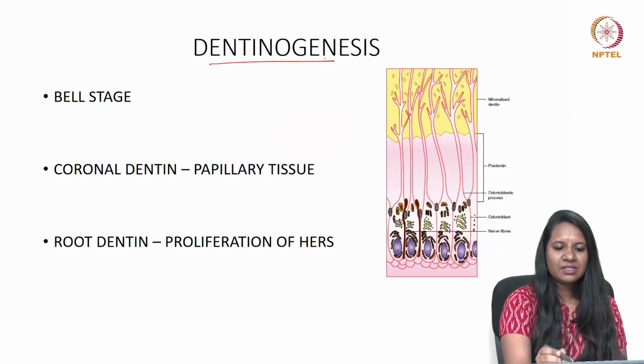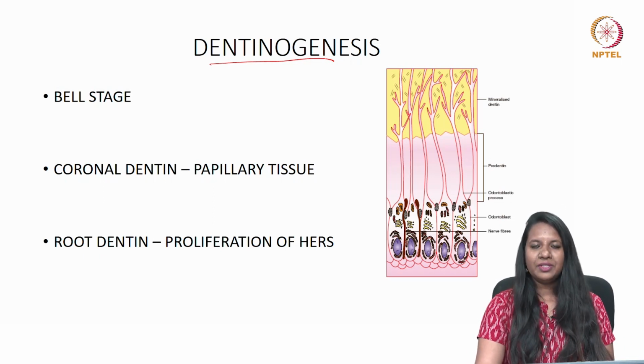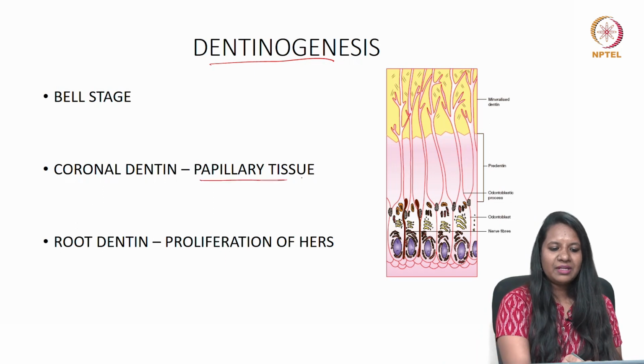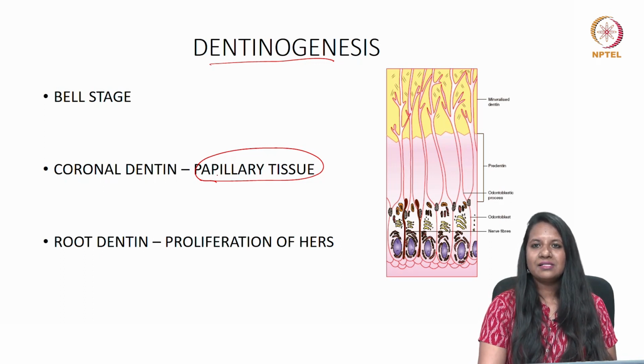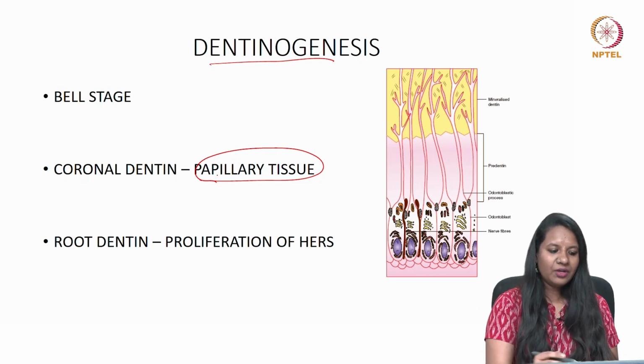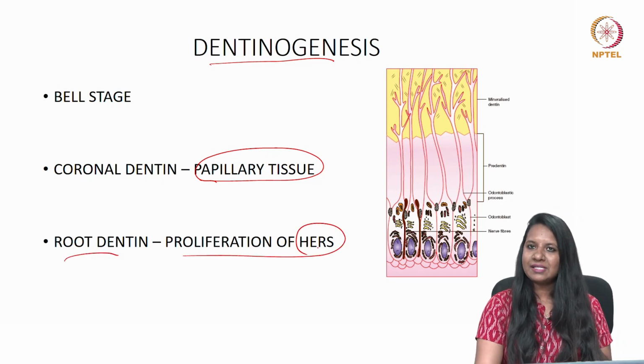Moving to dentinogenesis. Dentinogenesis is the formation of dentin. So, it usually occurs in the bell stage. Once the inner enamel epithelial cells reach their polarity, the dental papillary tissues will start differentiating into odontoblasts and start forming dentin. And root dentin needs proliferation of Hertwig's epithelial root sheath from the cervical loop area.